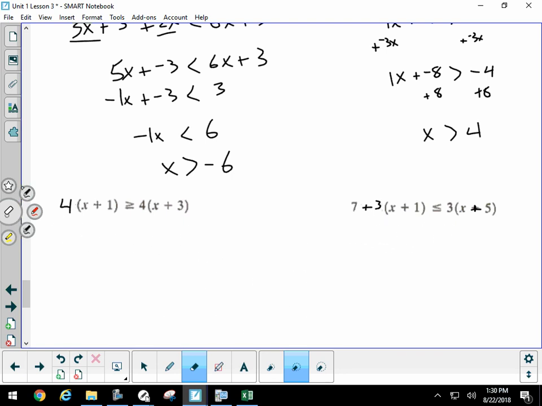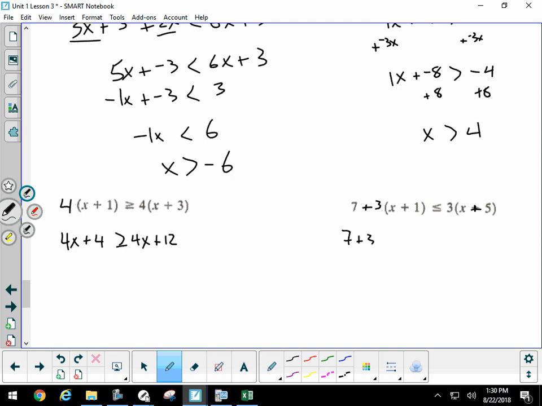Okay, but let's see what happens. So I have 4x plus 1 is greater than or equal to 4x plus 3. I'm going to go ahead and distribute. 4x plus 4 is greater than or equal to 4x plus 12. And here's 7 plus 3x plus 3 is less than or equal to 3x plus 15. All right, so let's deal with this one first.